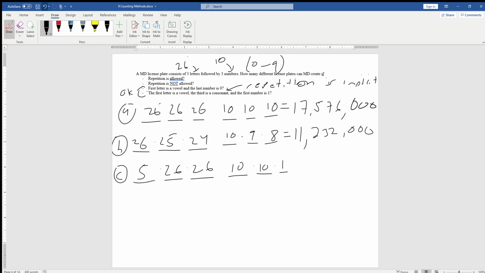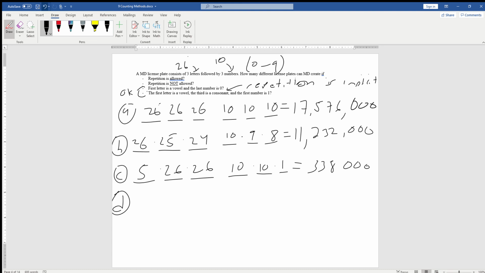So I'm going to stick this in the calculator, and I end up with 338,000. Be careful when we ask for a specific digit or a specific letter. Remember, there's only one letter or one number that satisfies that condition.